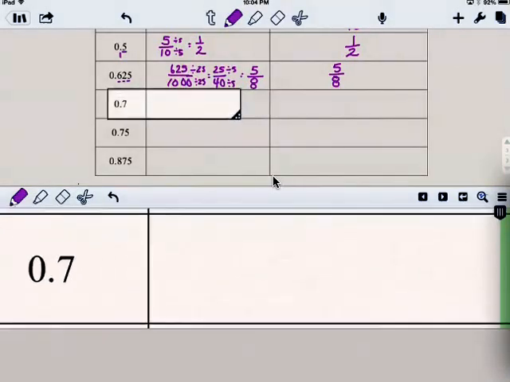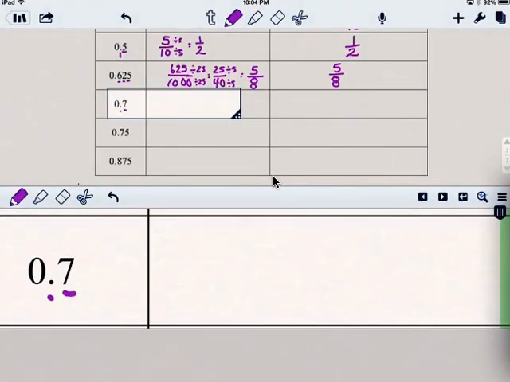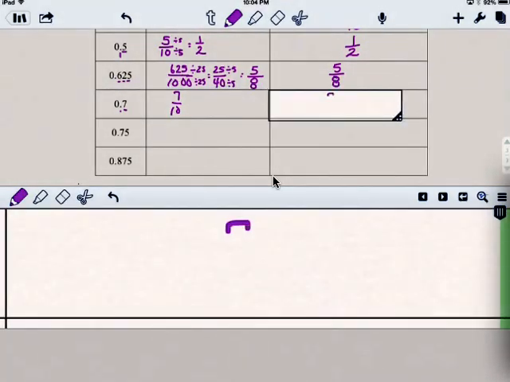And then tenths place, denominator is 10, numerator is 7, 7 tenths.